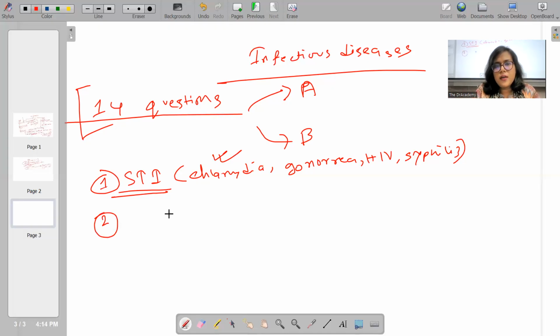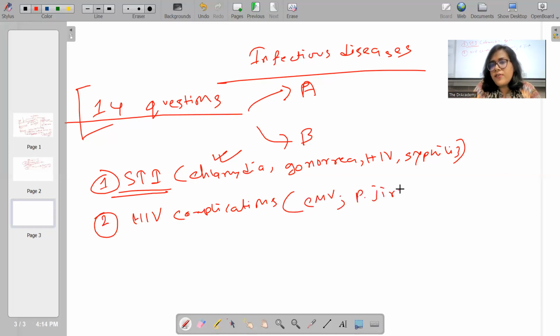Number 2 is HIV, not as a part of the sexually transmitted infection, but rather complications, like different types of HIV complication could be different types of opportunistic infection. Cytomegalovirus infection, Pneumocystis jirovecii, a very, very hot topic, or Pneumocystis carinii, and neurological manifestation of HIV, different types of complication, and another one will be toxoplasmosis.